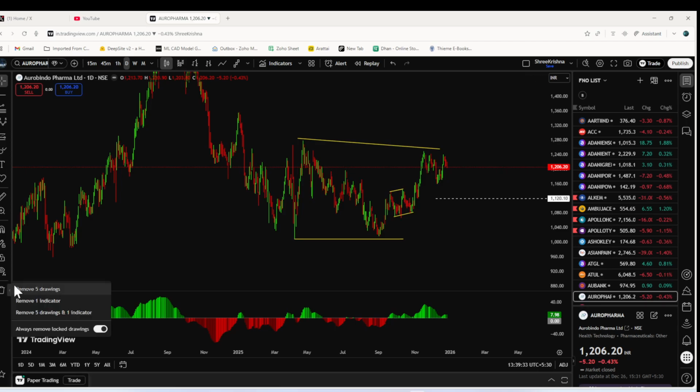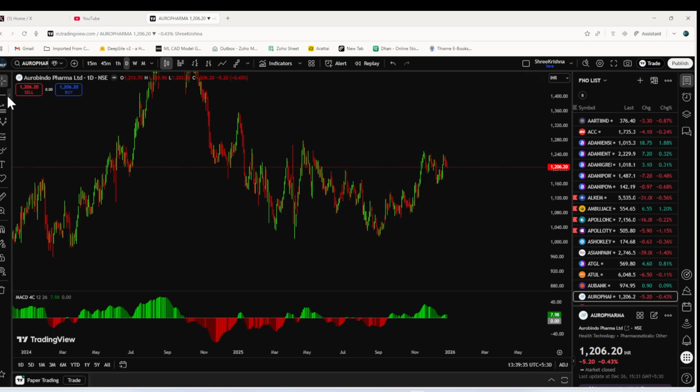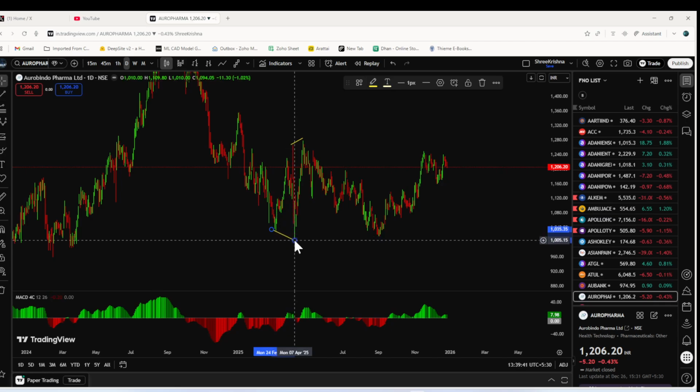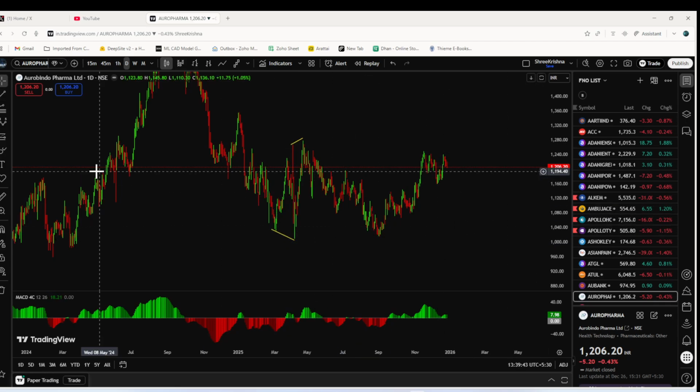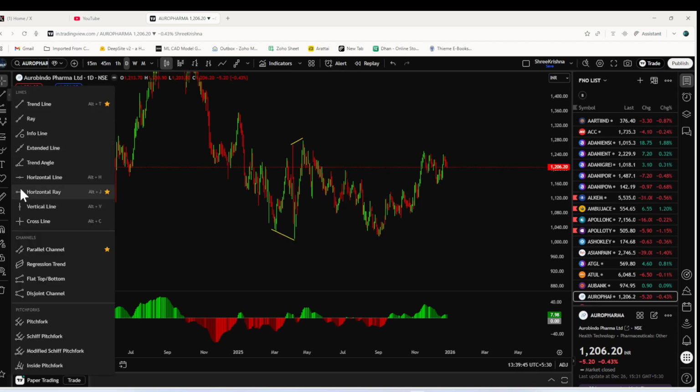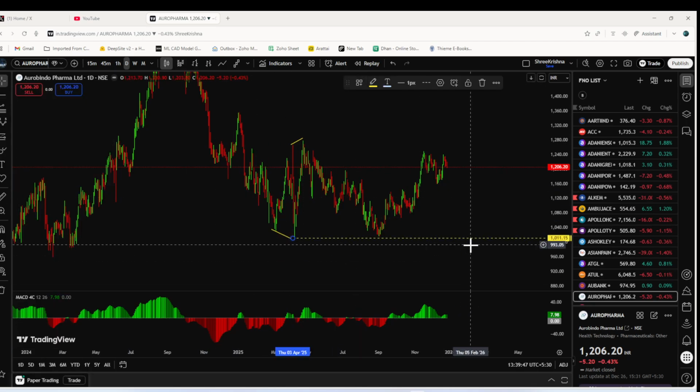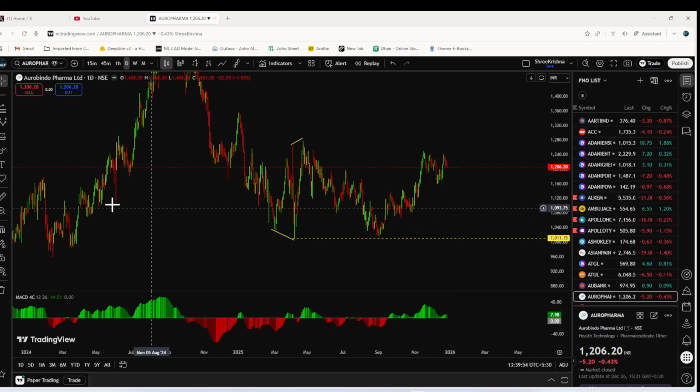Let me remove all 5 triangles. So let me give you exact. So this becomes an expanding flat. Once the expanding flat forms, we need a close below this. But what happened? This is called scamming. What happened after the expanding flat? After the expanding flat, it made an impulse, then an A, B, C correction.